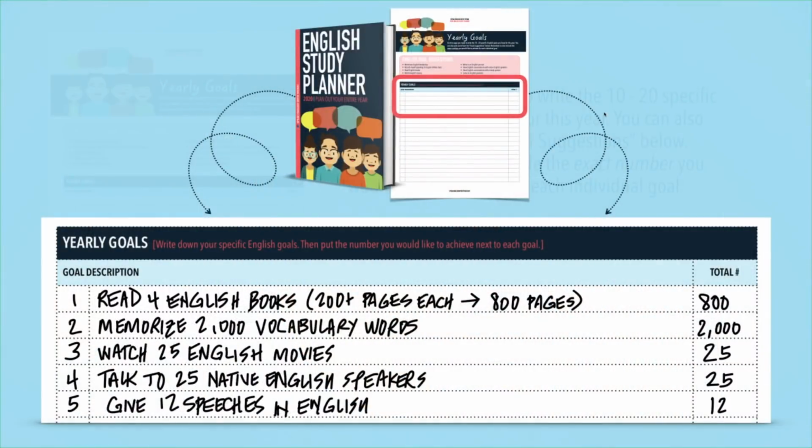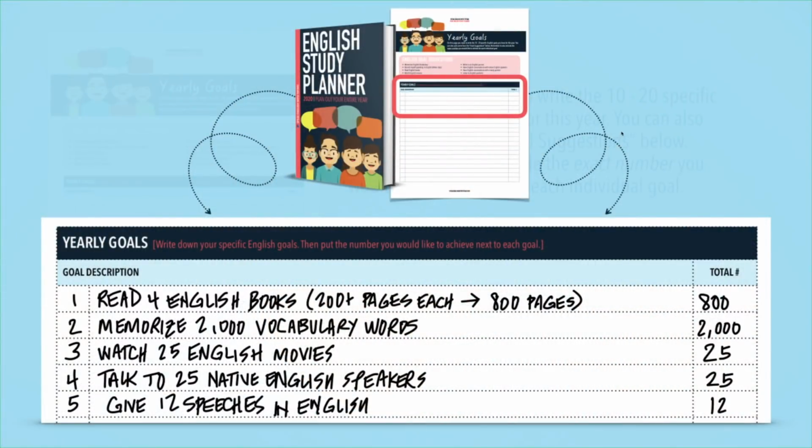So first goal, read 4 English books. Then I have memorize 2,000 vocabulary words. Again, the number 2,000. Number 3, watch 25 English movies. Remember, these are my yearly goals, okay? So these are the yearly goals you will set for yourself, okay? Next, talk to 25 native English speakers. And finally, give 12 speeches in English, all right?